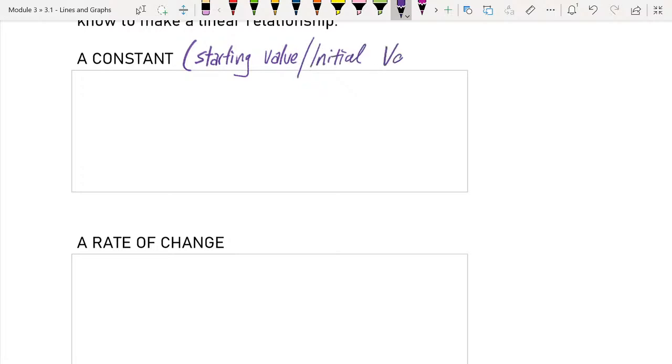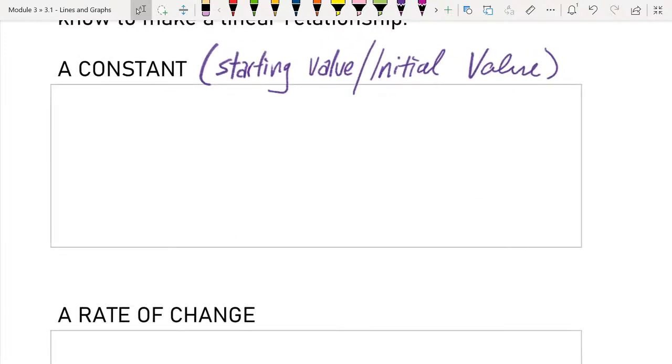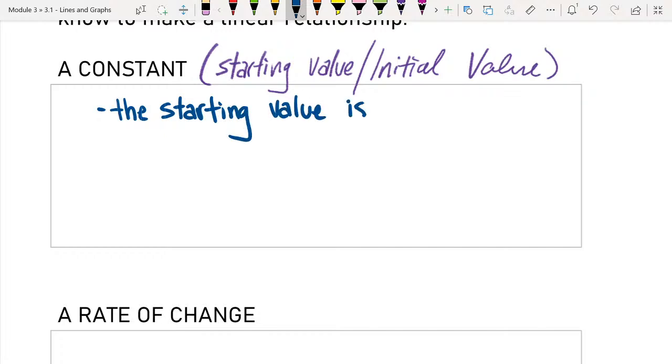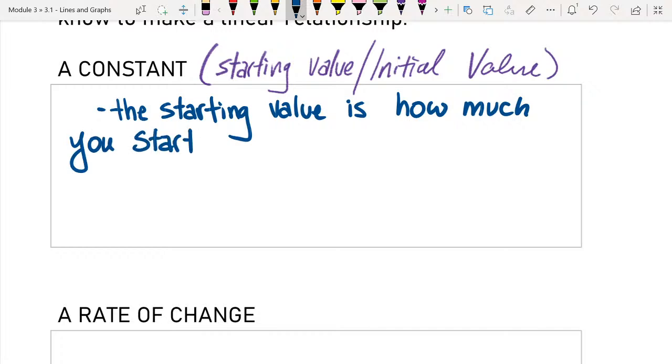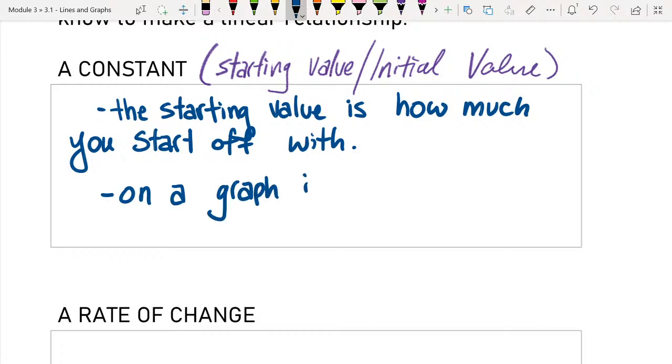So go ahead and type this. I'm going to write some stuff here, and go ahead and type it in the box. We want to kind of have this note in place. So one of the two things every linear relationship has is the place it starts, the starting value. The starting value is how much you start off with. And I know that sounds completely stupid, but it's true. And on a graph, it's what we call the Y-intercept. And I'll show you what I mean by that. So if you want to type those two things in that box, that's a good thing to know.